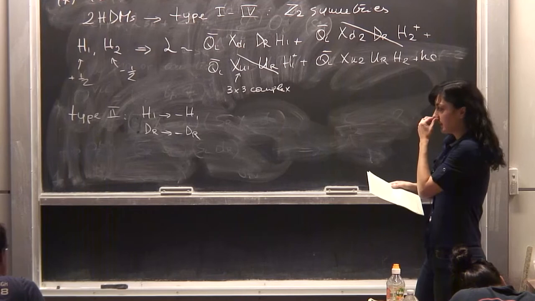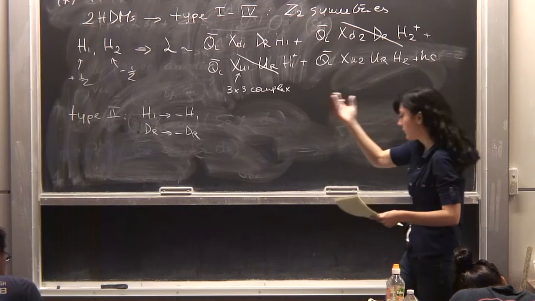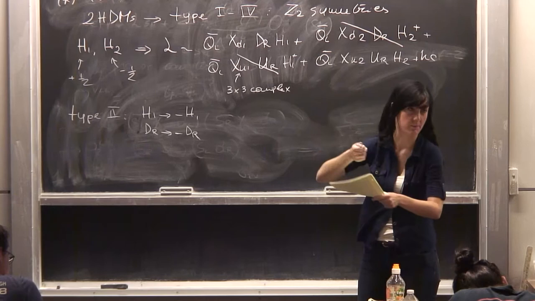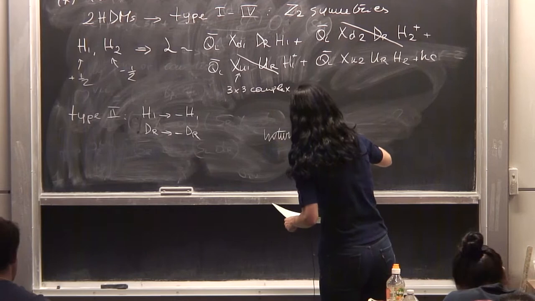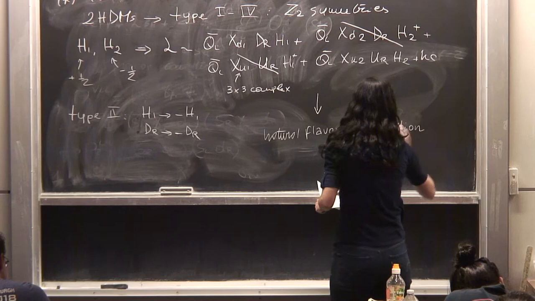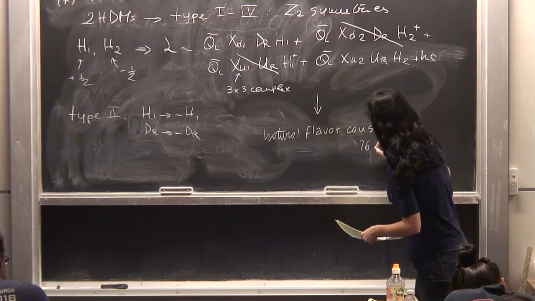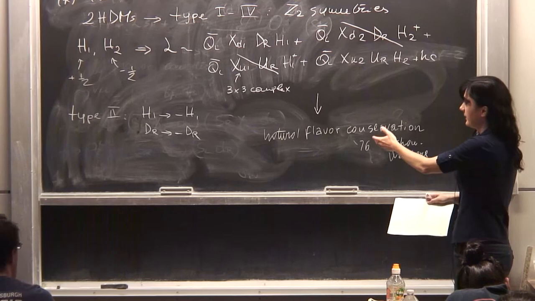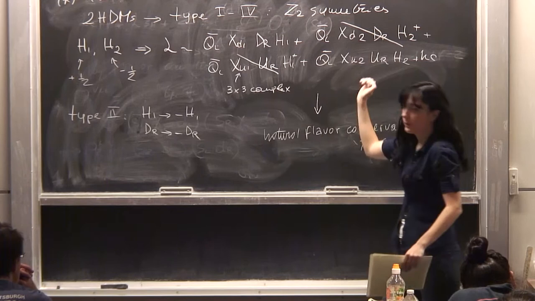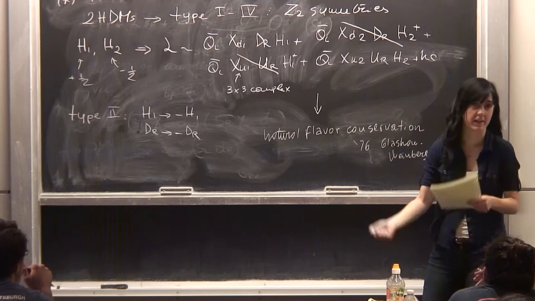Now, these are very much studied in the literature. Of course, for the other types, I am changing the Z2 charges, so some other Yukawas will be equal to 0. But the idea is that we have what we call natural flavor conservation. This was a name from '76, Glashow and Weinberg. You can look for the paper, but basically what you end up having is a Yukawa specific for the down sector, and a Yukawa specific for the up sector. Then you do all the magic of diagonalizing and so on and so forth.